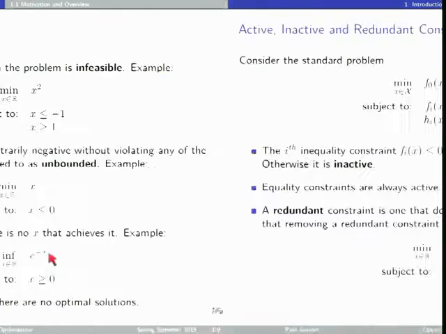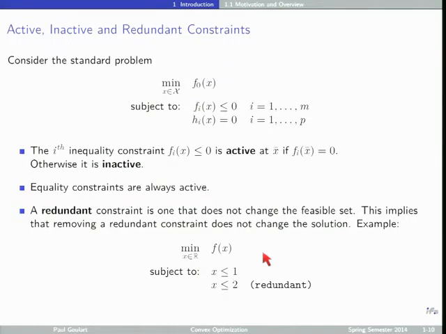Okay, so those are the things that could go wrong. And then one other thing that might happen is I might have some constraints in my problem, but I may not actually need all of them. So we say that a constraint is, for a given point x bar, active if the function is actually equal to 0 at that point. That means that for that particular x bar, that constraint matters.